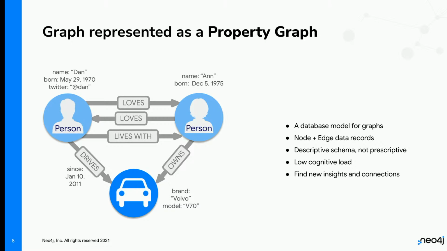But we start by thinking about it as an information architecture, which we call a property graph. And the property graph means that for both the circles and the arrows that go between the circles, those are just data records to us. If you're familiar with relational databases, you can think about these as being tables and join tables between other tables.